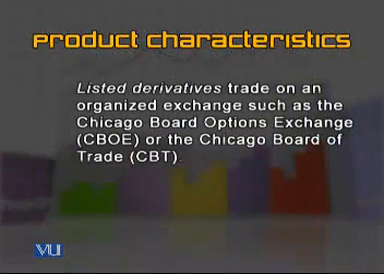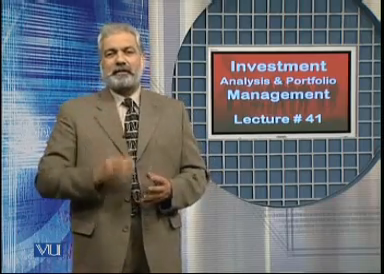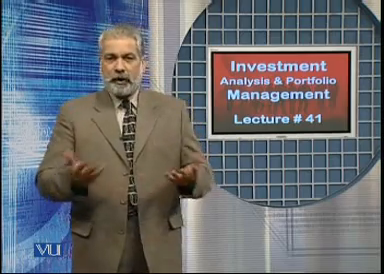More characteristics about the derivatives is that you have listed derivatives traded on an organized exchange, such as the world's biggest option exchange, the Chicago Board Options Exchange. CBOE would be the code for it, or the CBT, which stands for Chicago Board of Trade. These are some of the biggest exchanges as far as options are concerned. We also have over-the-counter derivatives. These are customized, tailored products that trade off the exchange between individuals or between two parties or two institutions. Listed derivatives would have specified, fixed characteristics. OTC derivatives would have a tailor-made, designed feature for two parties to agree upon.